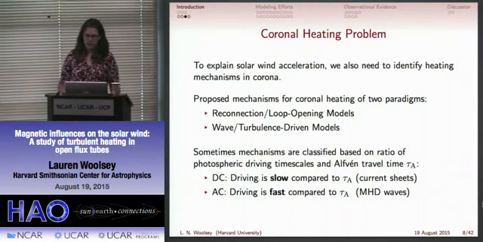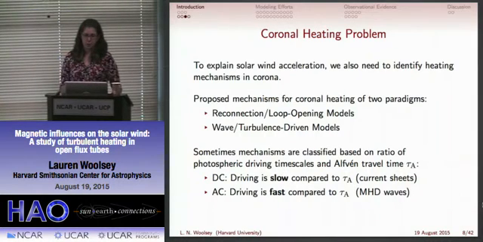And the other paradigm is if you're focusing on waves, so mostly Alfvén waves and the turbulence created by those Alfvén waves. And of course, there are starting to become more and more theories that sort of combine both of these and where both factors are at play and very important.